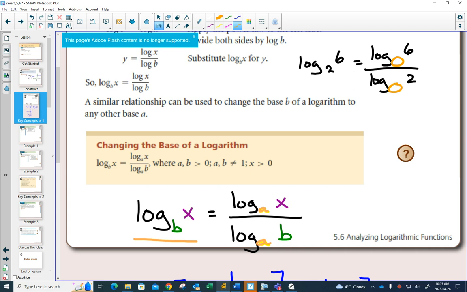Well, what's nice is your calculator has a log base 10. It has the natural log with the base e. So what you could do is you could choose to put 10 here. You wouldn't have to write it in, because if you left it blank, it would mean 10.